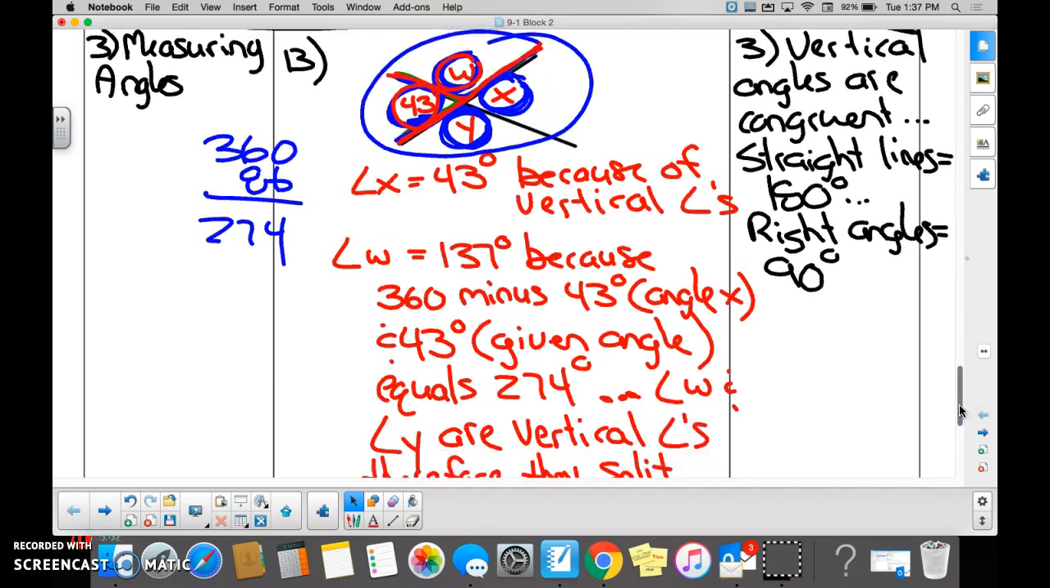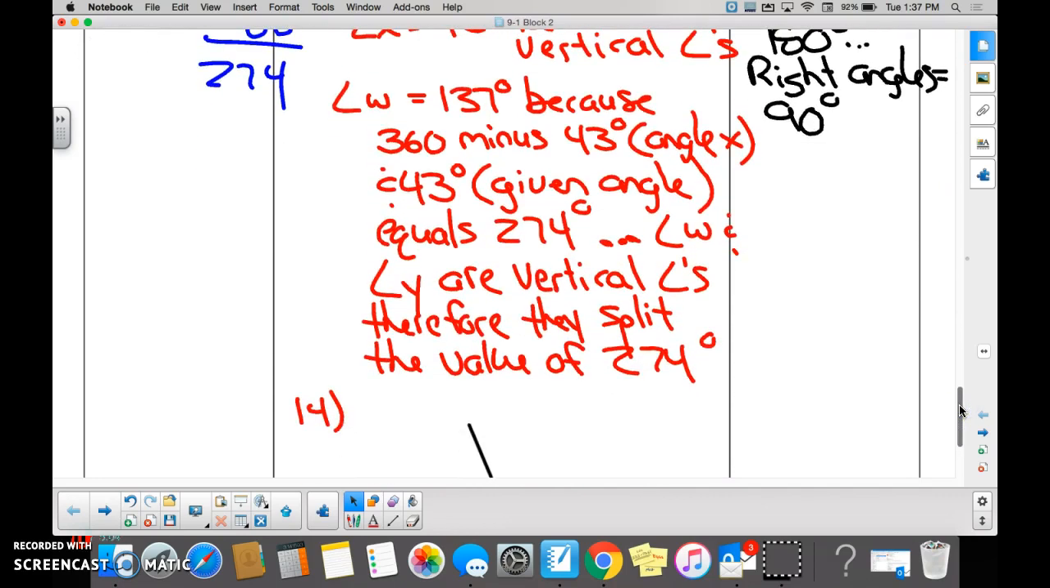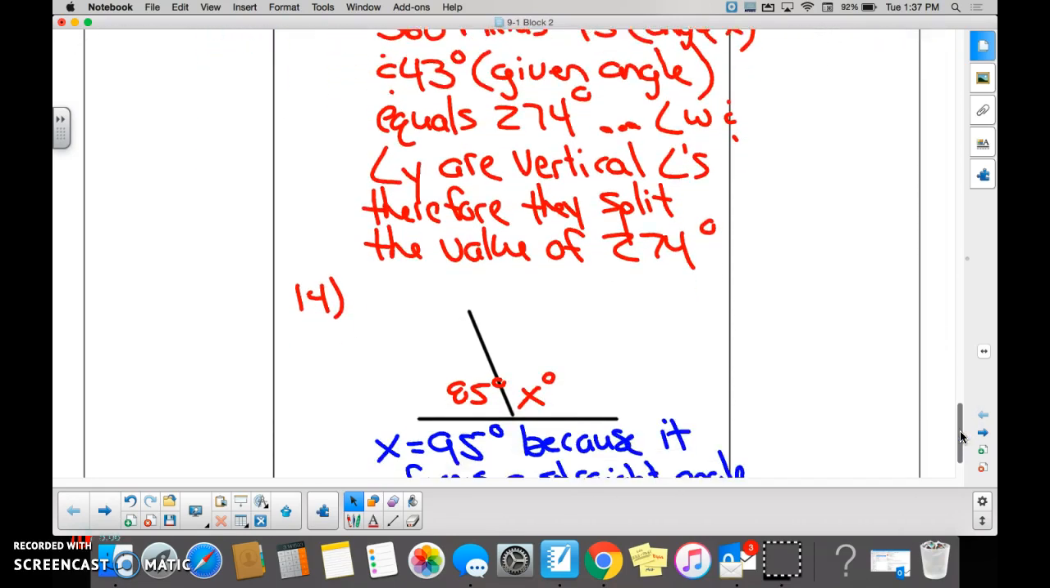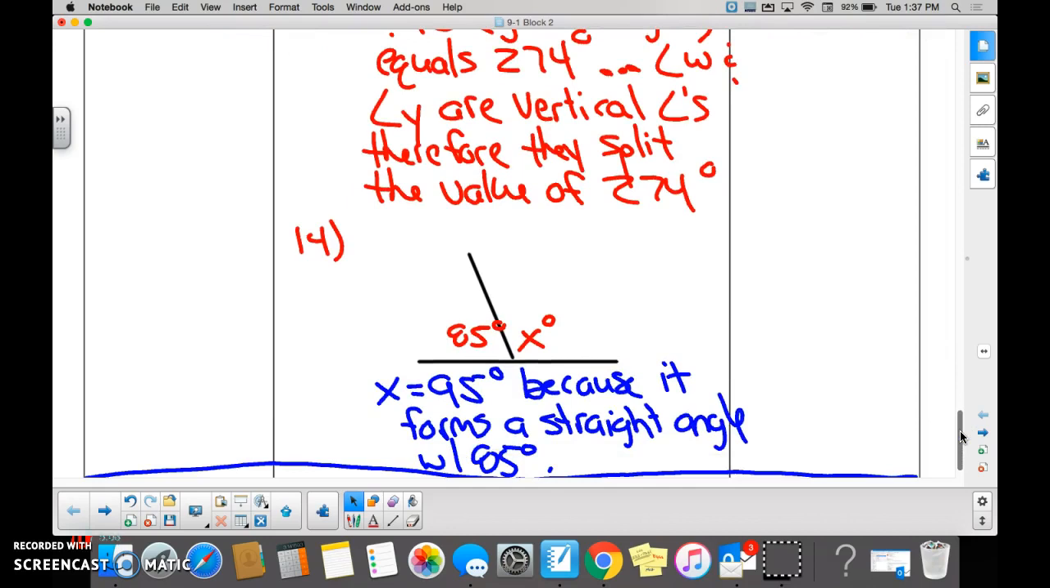Sliding down on our very long video here. Could you calculate x? Yes. You know x is 95 because what is the measure of this line right here? 180. And what do we know? 85. And what is 180 minus 85? 95. 95 degrees. It's like a little puzzle, yes, no? Yes.